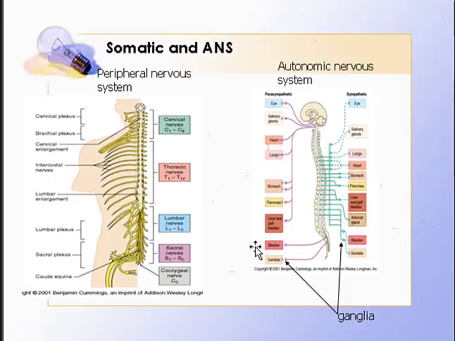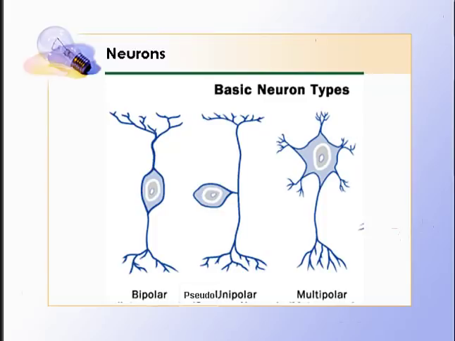Now let's move further and look at the functional unit of the nervous system, which are the neurons, and these are the ones which conduct the impulses. And under neurons you have 3 basic types of neurons. The most predominant is the multipolar neuron, which is seen in the gray matter of the brain and in the gray matter of the spinal cord. So this is seen in the gray matter of the brain and the spinal cord.